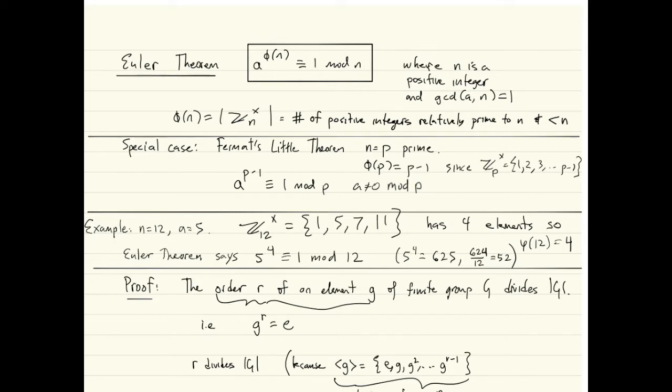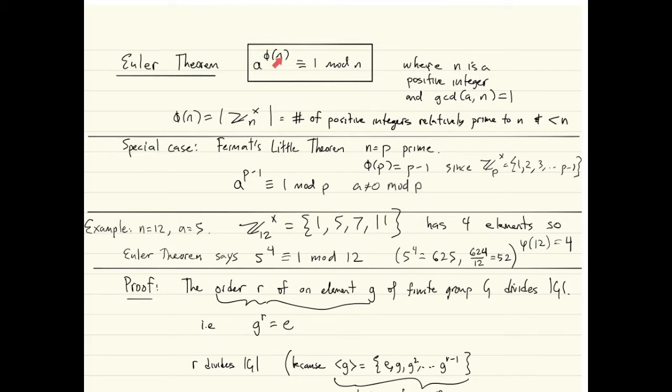Then, if you take that number a and raise it to a certain power, phi of n, which I'll explain in a second, you'll get a number that's congruent to 1 mod n. In other words, a number that's 1 more than a multiple of n.